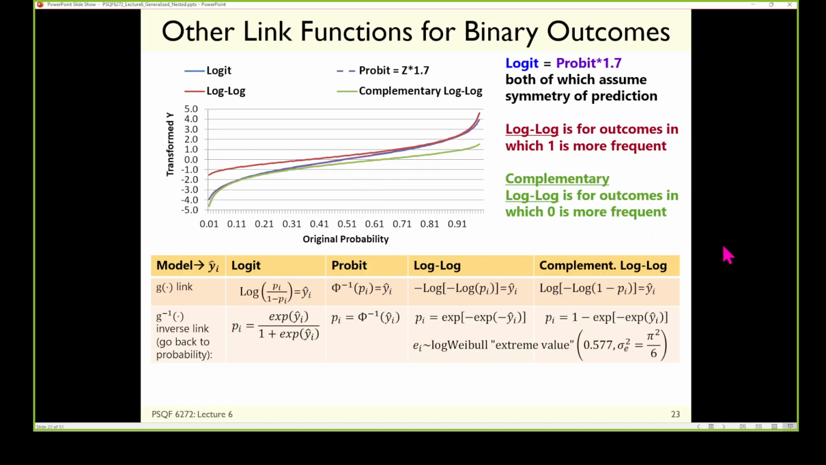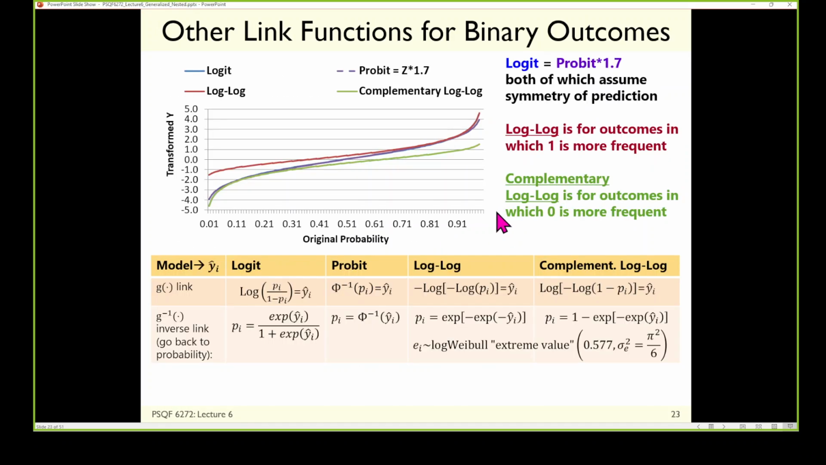If you have binary outcomes that are heavily skewed towards 1 or 0, then these alternative link functions can be more useful. There's something called log-log, which is designed for outcomes in which 1 is more frequent. It looks a lot like logit and probit up until you get to about 50-50, in which case it doesn't decay as sharply because there's not as many 0 cases by which to estimate that side of the line. Complementary log-log does the opposite. So it looks like logit and probit from 0 to 0.5, and then it sort of peters out rather than going all the way up to 1. And so those link functions are down here.